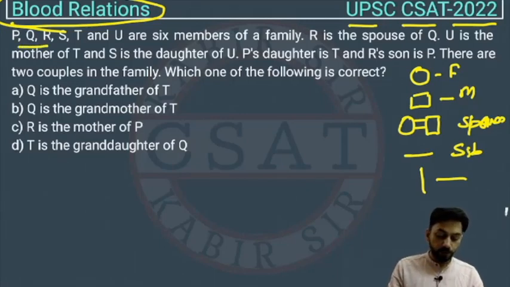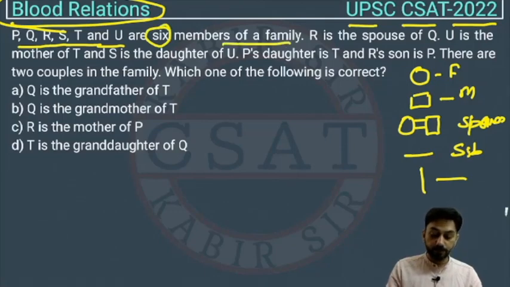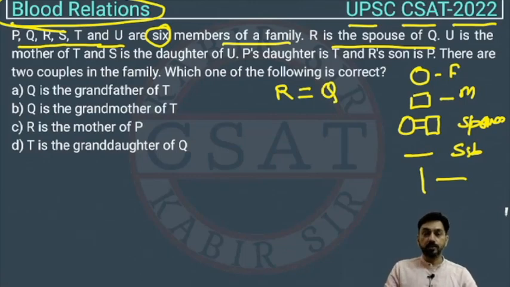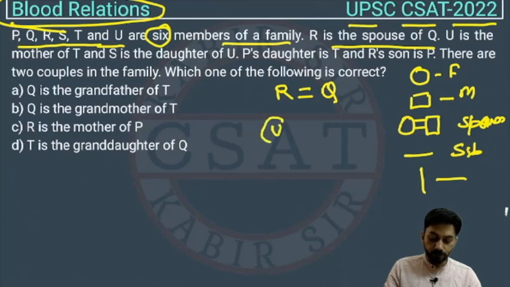So now P, Q, R, S, T and U are 6 members of a family, right? R is the spouse of Q. So what's the relationship between R and Q? They are spouses of each other. We don't know the gender of R and the gender of Q, right? Which of them is female and which is male. We just know they are spouses. U is the mother of T. So U is female. U is the mother of T. We don't know the gender of T, right?